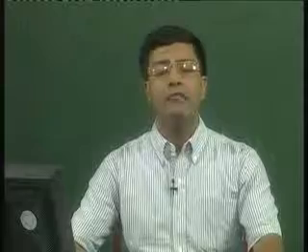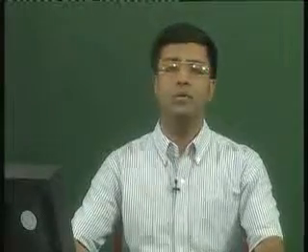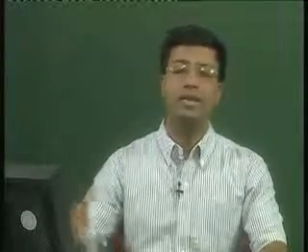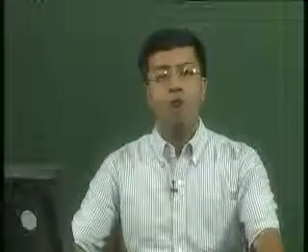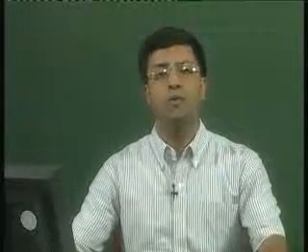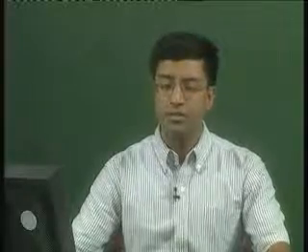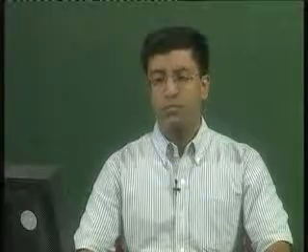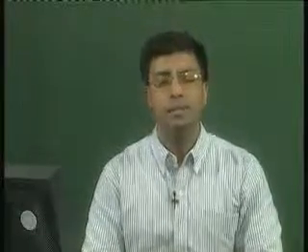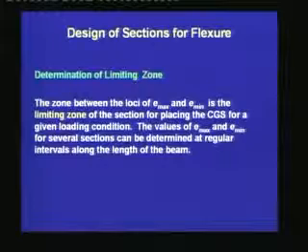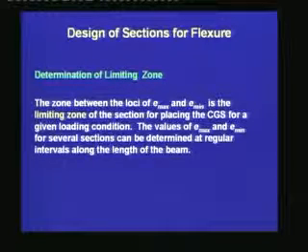And if we substitute FCT allowable equal to 0, then we get back the expression which is for the type 1 member. Also, we need to check the stress at the top to be within the allowable compressive stress under service conditions. The zone between the loci of e max and e min is the limiting zone of the section for placing the CGS for a given loading condition.